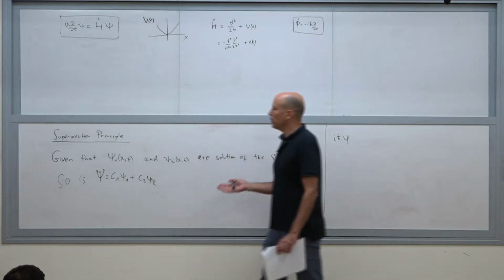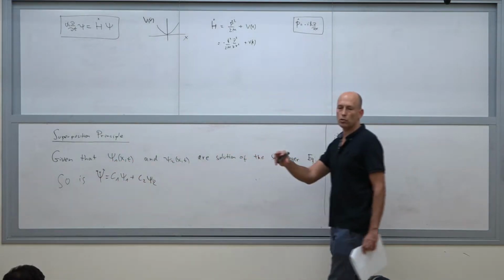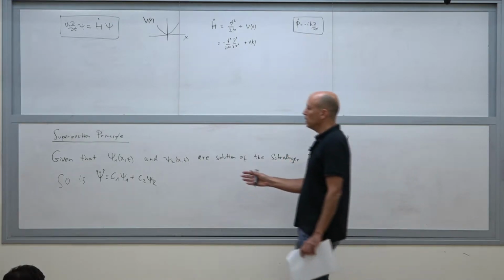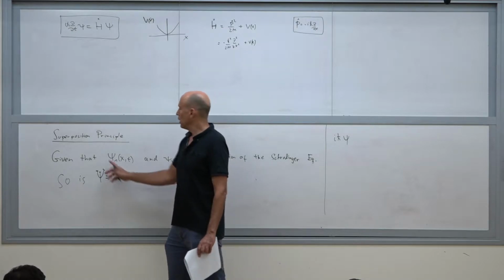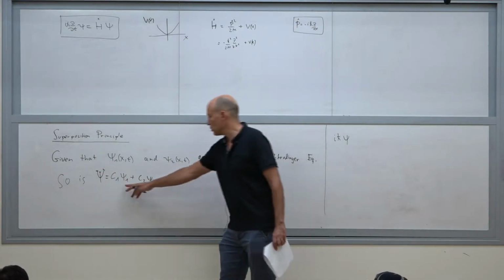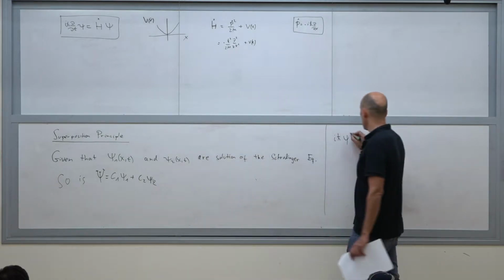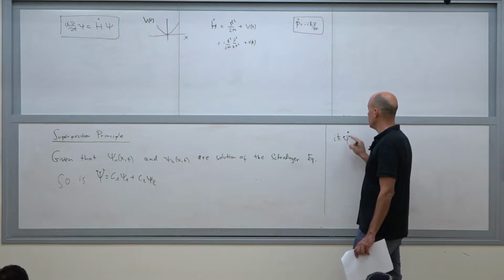So how do I prove this? I just have to take this psi and put it into the Schrodinger equation and check that this guy, which is a combination of these two guys, is a solution of the Schrodinger equation, given that these guys are solutions of the Schrodinger equation.